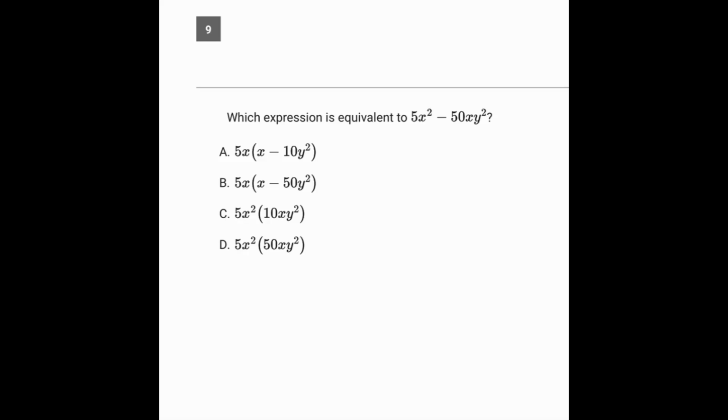Now going to question number 9, we have 2 possible ways to do this one. We can take out the GCF, the greatest common factor. Both of these terms both have a 5. They're both divisible by 5, and they're both divisible by x to the first power. They both have at least one x. So if we set aside the 5x, and we're dividing each piece by 5x, so 5x squared divided by 5x is x, and -50xy squared divided by 5x is -10y squared. So we already know the answer here is going to be A, 5x, x minus 10y squared.